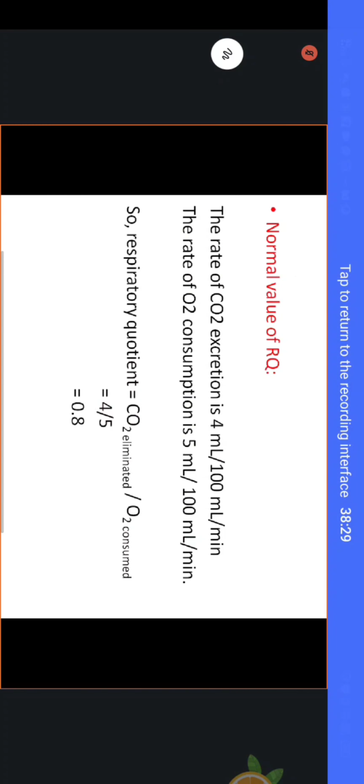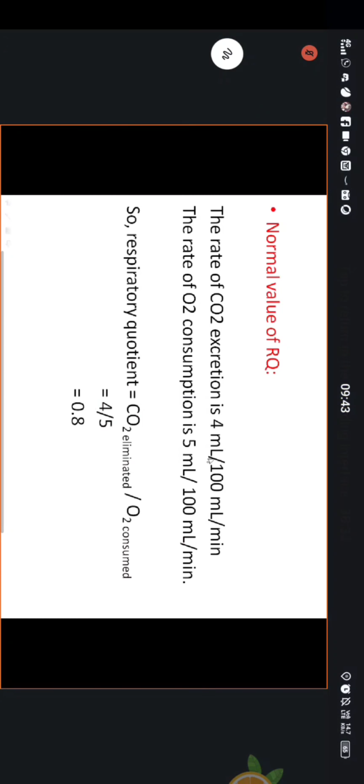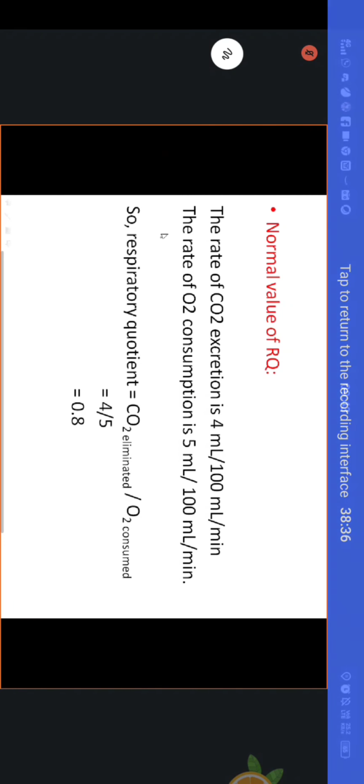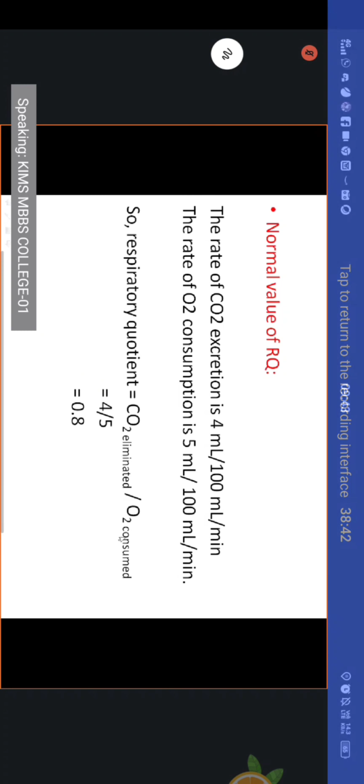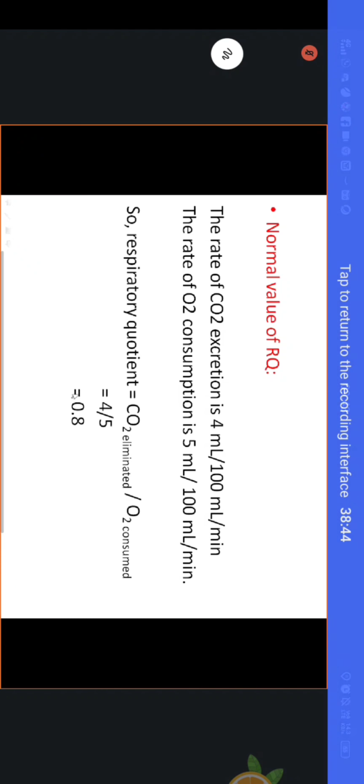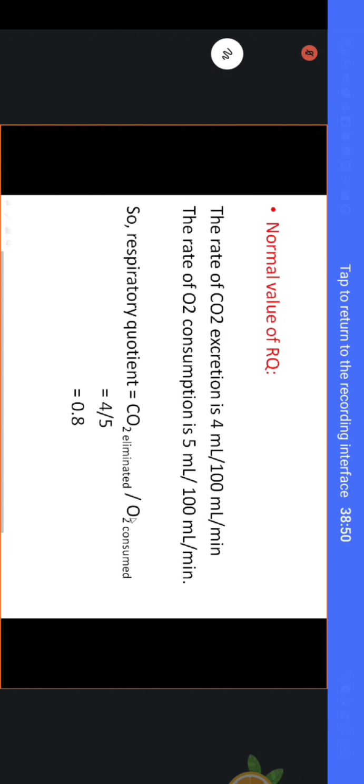So what is the normal value? The normal rate of CO2 excretion is 4 ml per 100 ml per minute, whereas the rate of oxygen consumption is 5 ml per 100 ml per minute. So by this formula, we get the normal respiratory quotient of around 0.8. There will be no units because both are the same units. As it is a ratio, they get cancelled. So the respiratory quotient value is 0.8.